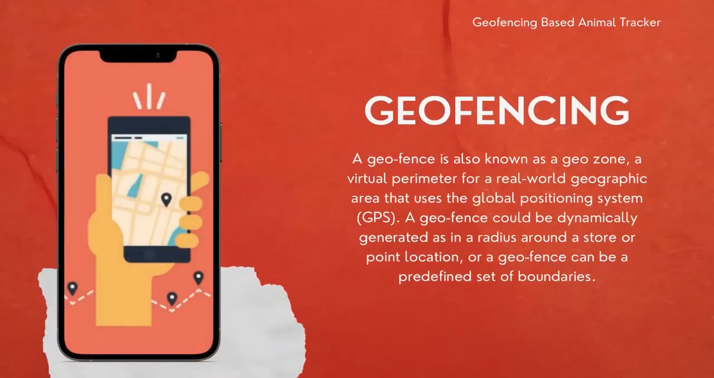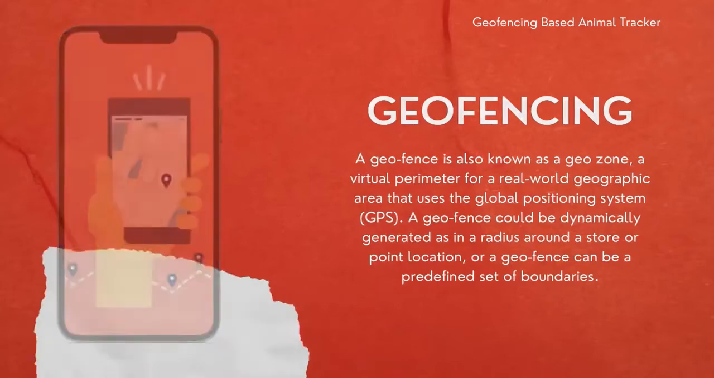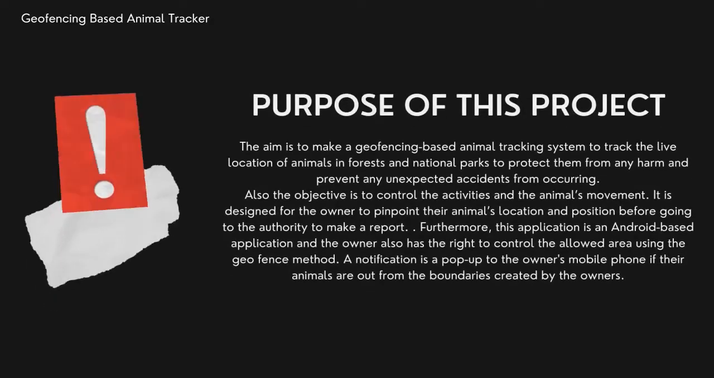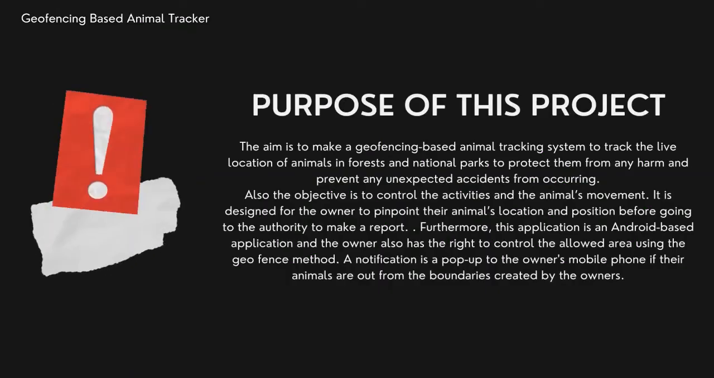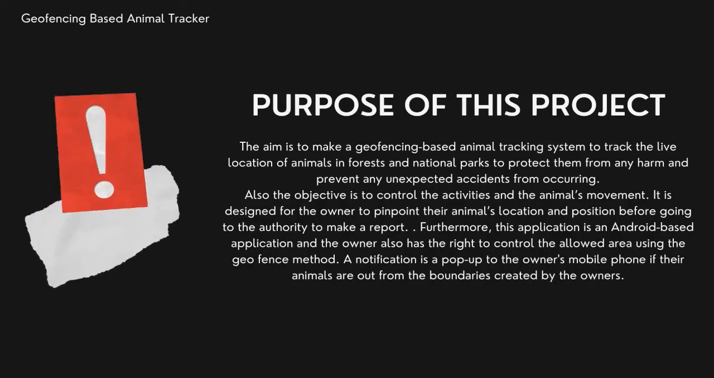So let's begin. We'll start with the very first and basic question that may come to mind: what is geofencing? Geofencing, also known as geozone, is basically a virtual perimeter for a real-world geographic area that uses GPS. A geofence is dynamically generated and can be a predefined set of boundaries. By using geofencing, our aim was to make a geofencing based animal tracking system with which we can track the live location of animals in forests and national parks.